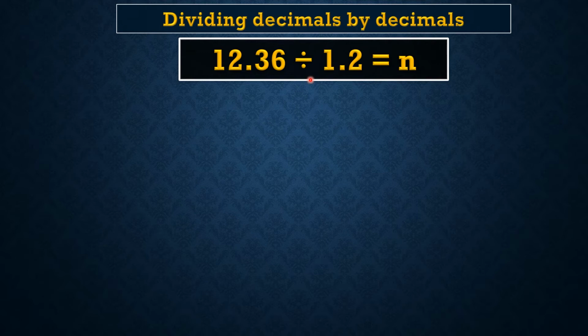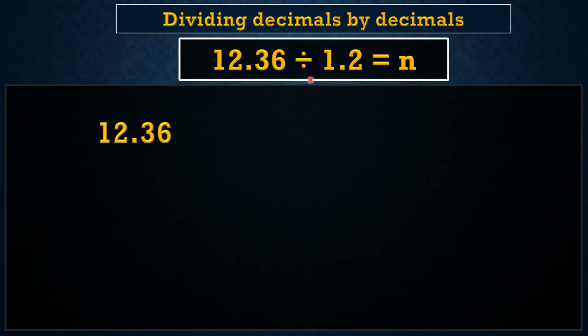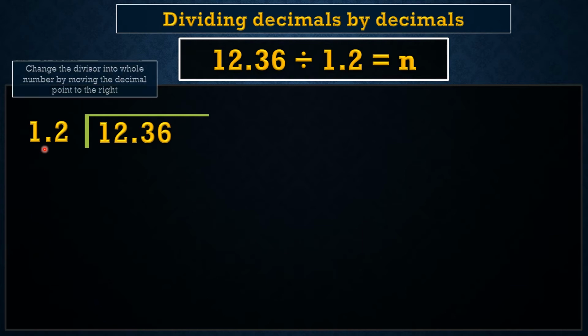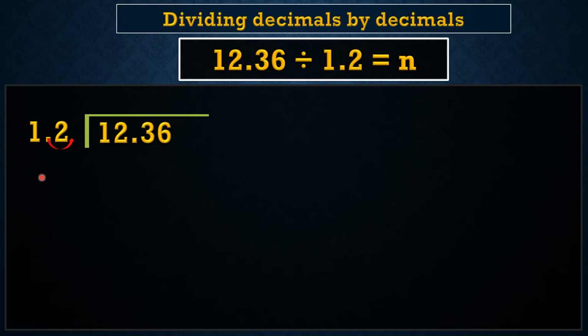So I have here the example 12.36 divided by 1.2. Same steps, we're going to do the long division process this time. So we write it in a column: 12.36 divided by 1.2. Observe that your divisor is in decimal form. When it is in decimal form, always remember that we have to change it into a whole number by moving the decimal point to the right until it becomes a whole number. Since we have one decimal place, we're just going to move the decimal point one time to the right. And obviously that becomes 12.